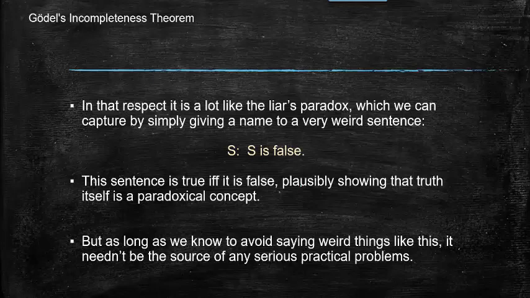it needn't be the source of any serious practical problems. And again, this is very like the reason why we continue to do set theory naively rather than axiomatically. Russell showed us that to do things really right, we have to proceed axiomatically, using the axiom of comprehension to make sure that we don't go formulating these weird paradoxical sets. But the other way is just to use human judgment and not go formulating those weird paradoxical sets.